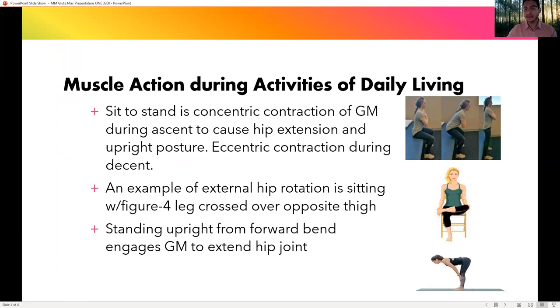Also, standing upright from a forward bend engages glute max to extend the hip joint. So this last picture here, this woman is bent forward. And just imagine that she's picking something off of the ground and then standing back up, that would activate the glute max to return to an upright position.